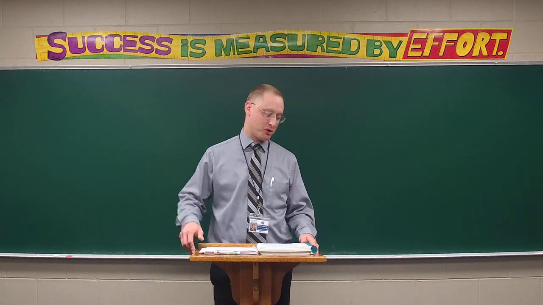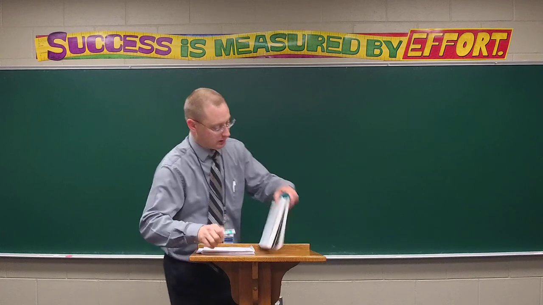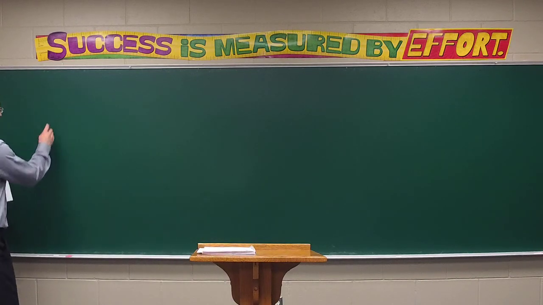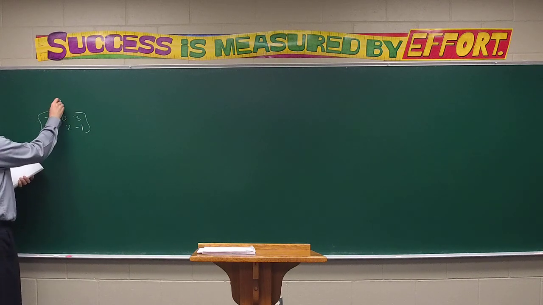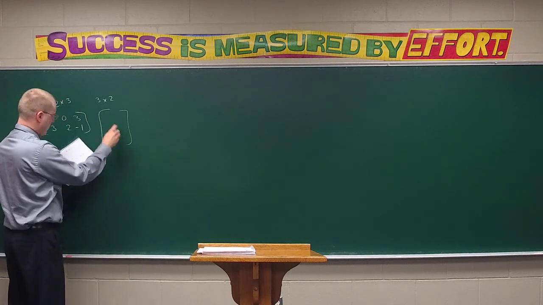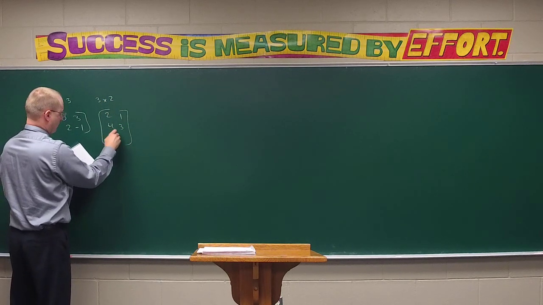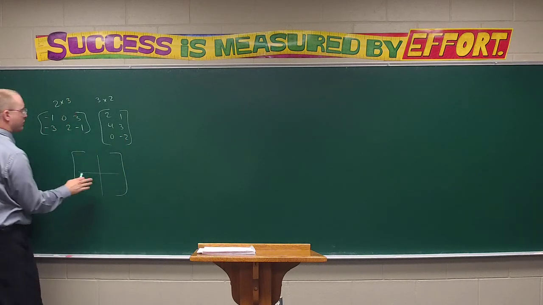How many had the same answer as Maddie? Negative 18, negative 7, 14, 5. Okay, well, let's take a look. The first multiplication, of course, is the 2 by 3 and 3 by 2. And so we have the 2, 1, 4, 3, 0, negative 2. And it should have given us a 2 by 2. So check that first. See if this is where the mistake was.